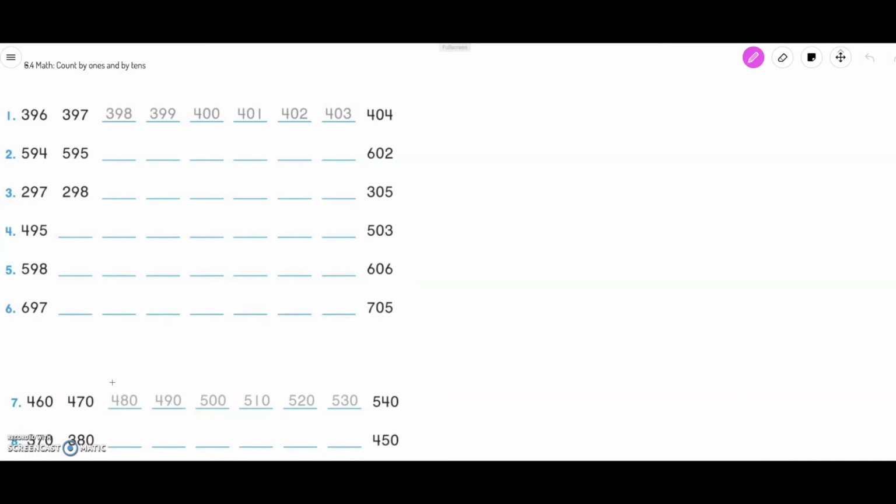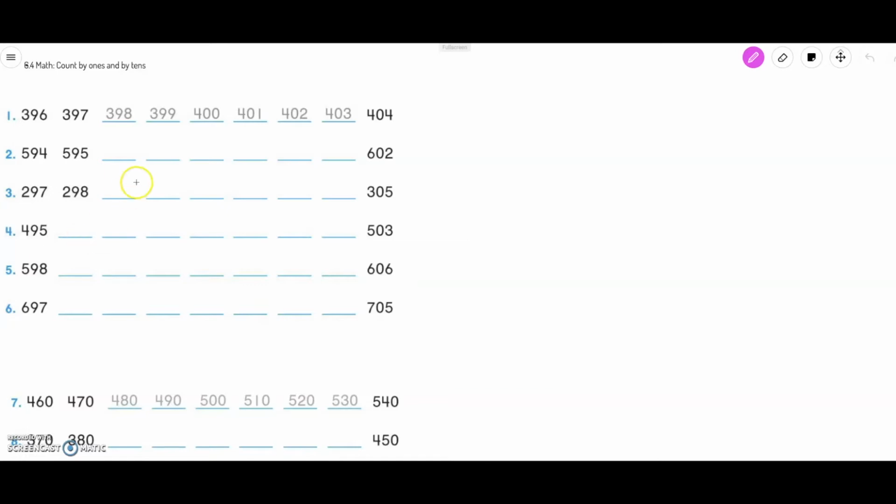Basically what it is, is counting on by ones or counting on by tens. So we are going to have to look at each of these problems and see if the ones place value is changing or if the tens place value is changing. And remember, anytime we get to 10, it goes to the next 10. Just like if you're at 29, you switch to 30. If you're at 39, you switch to 40.